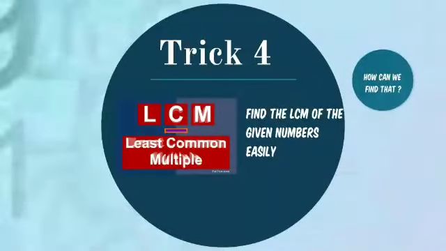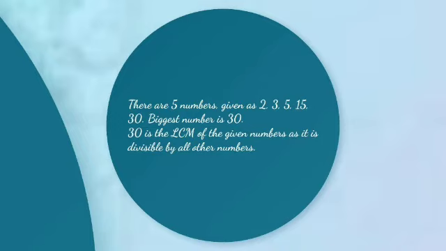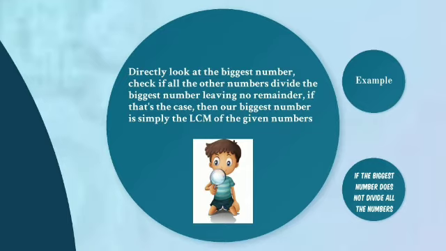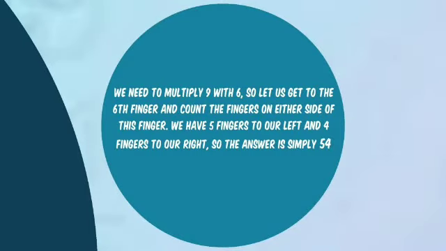Trick number 4. Find the LCM of the given numbers easily. Suppose there are 5 numbers given as 2, 3, 5, 15 and 30. We will directly look at the biggest number. In this case, it's 30. Now we will check if all the other numbers divide the biggest number, leaving no remainder. If that's the case, then our biggest number is simply the LCM of the given numbers. So in this example, all the numbers divide 30, leaving no remainder. So 30 is the LCM of the given numbers.